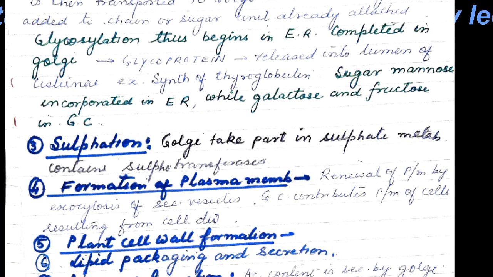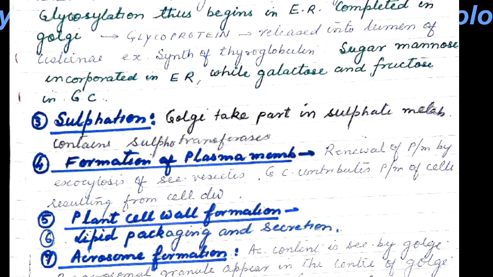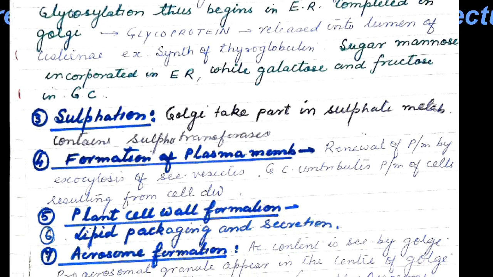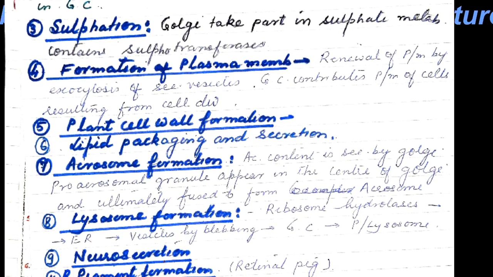Another function is sulfation. Golgi contains an enzyme called as sulfotransferases, therefore it takes part in sulfate metabolism. Golgi also contributes in formation of plasma membrane because plasma membrane is renewed by the exocytosis of secretory vesicles. Golgi complex contributes to plasma membrane of cells resulting from cell division. Golgi complex is involved in cell wall formation in plants and packaging and secretion.